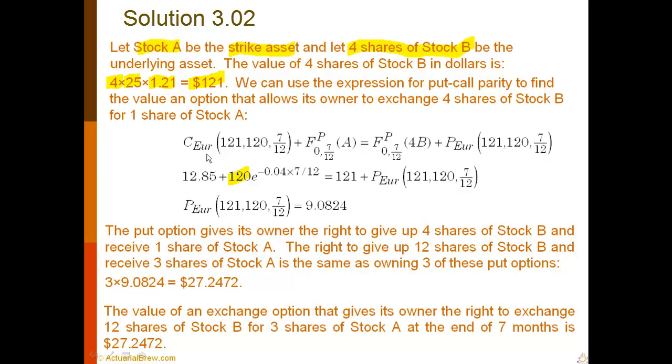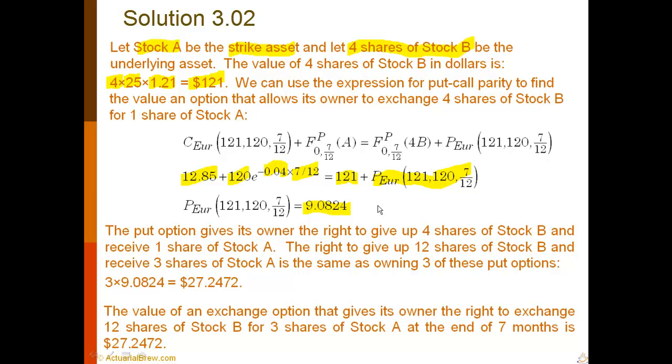Down below here we have our expression for put-call parity. We know that the value of the call option is $12.85, and as I already pointed out, the price of stock A is 120, but we need to find the prepaid forward price of the strike asset, so we take into account the dividend yield of 4%, and of course the time increment is 7 months. The prepaid forward price of the underlying asset is just $121, because stock B does not pay any dividends. And now then we can solve for the value of the put option, and the value of that put option is $9.08 and some change.